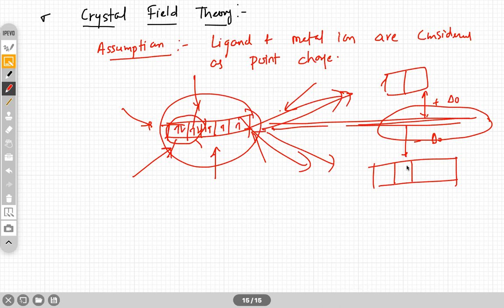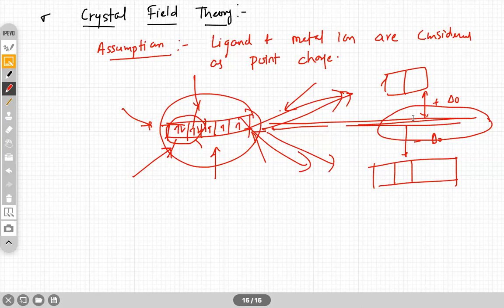To sum up all this, we can say that crystal field theory is based upon the electrostatic attraction between the ligand and the metal ion. Why electrostatic attraction? Because we assume that the ligand and the metal ion are point charges. So when the electrons from the ligands approach the d orbital, because of the electrons already present in the d orbital, we'll have uneven repulsion in the d orbital, and hence, to minimize the repulsion, the d orbital splits into two sets of orbitals, or more than two also possible, depending upon the geometry.